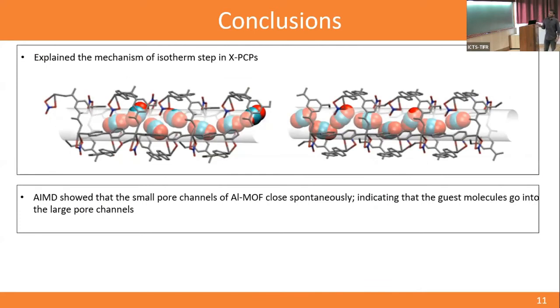So to conclude, in the 3 isostructural MOFs, we have cracked the mechanism of the second step in the isotherm. And in another case, ab initio MD did not give us great insights, but at least it saved us a lot of time by telling us not to work with the small pore channels, and rather only look at the large pore channels. Thank you.